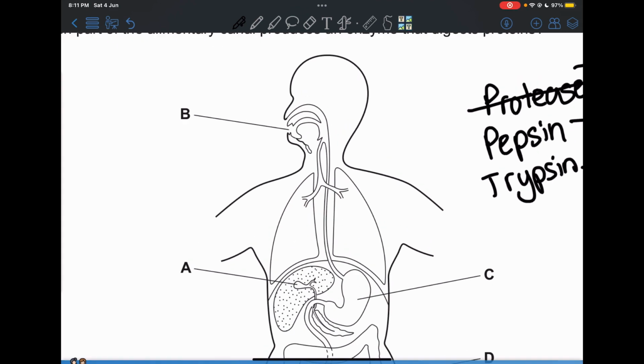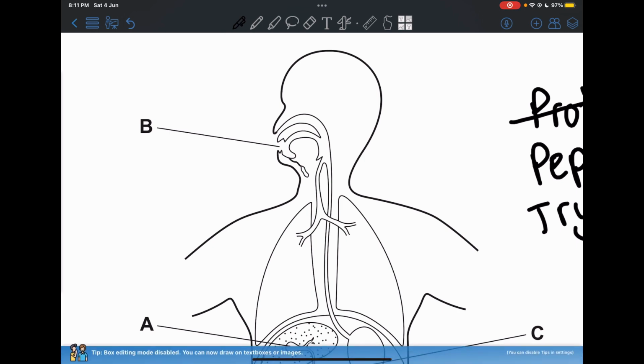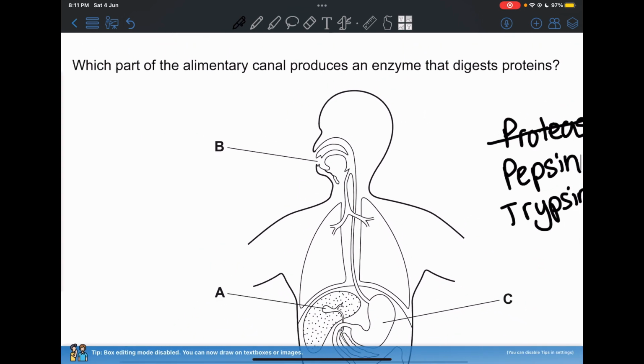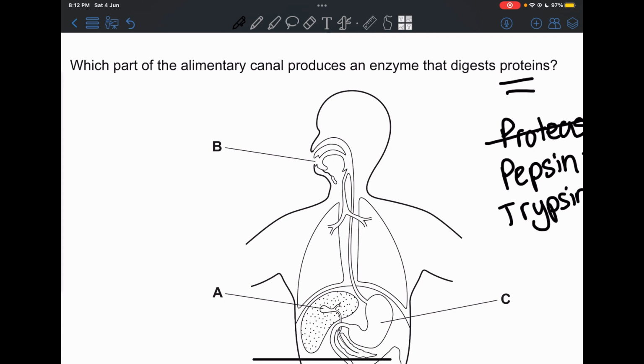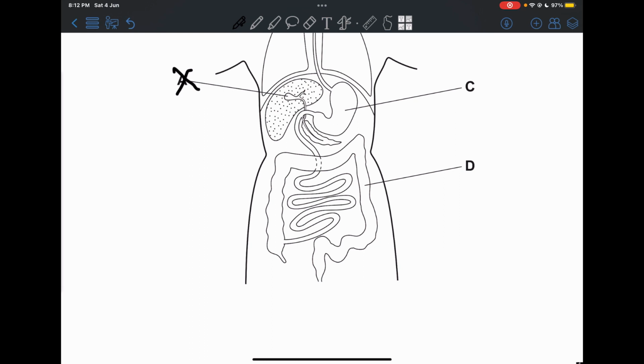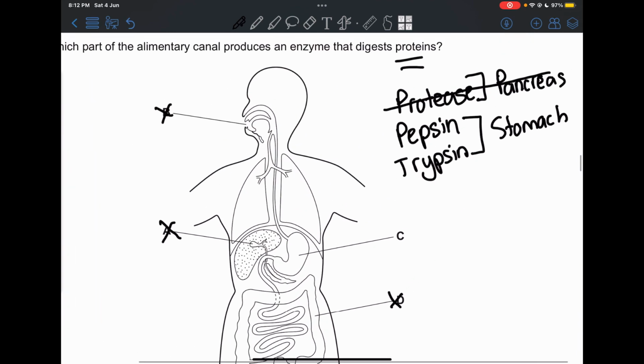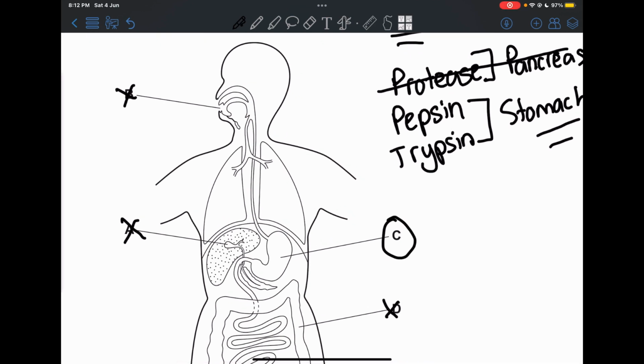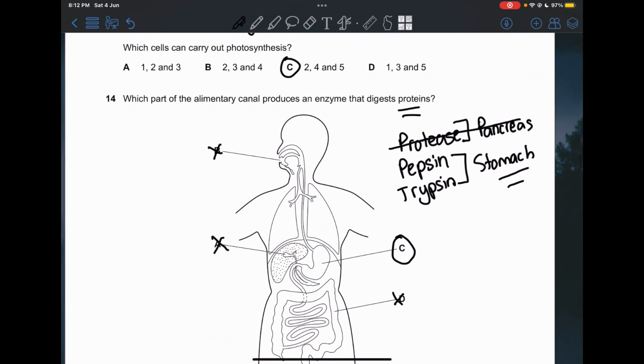Now B will not work because this is the salivary amylase, and salivary amylase doesn't break down protein. So this is incorrect. Now A is the liver. Of course, the liver doesn't produce any enzymes, so we're not going to be choosing A. Number D is the large intestine, and it's not going to work because it doesn't secrete any enzymes that break down protein. Our only option is the stomach option that I have mentioned earlier. So it produces, again, pepsin and trypsin, so that's going to be the answer.